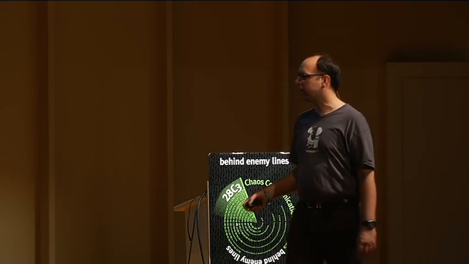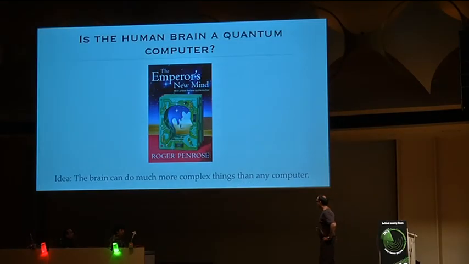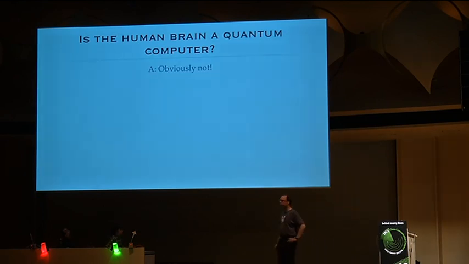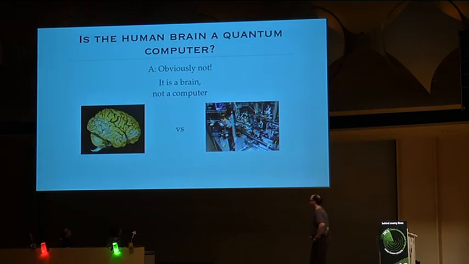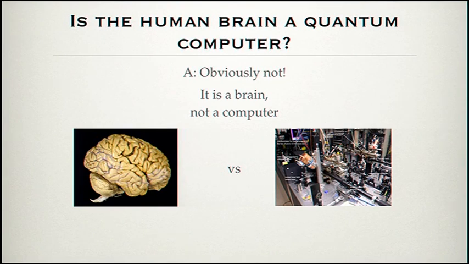Okay, so let's investigate this. So let's summarize this 600-page book. The brain can do more complex things than you can do on any computer, right? So let's investigate this idea a bit. So is the human brain a quantum computer? Well, the answer is obviously not, right? This is a brain, this is a quantum computer. Okay, but maybe that wasn't the answer he was looking for.